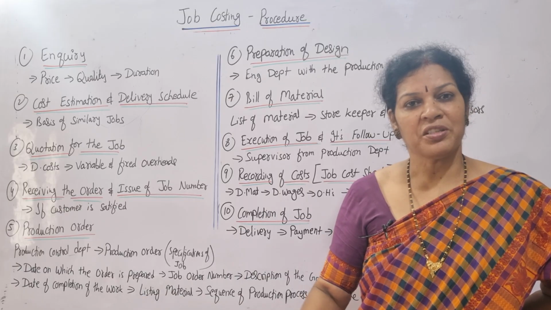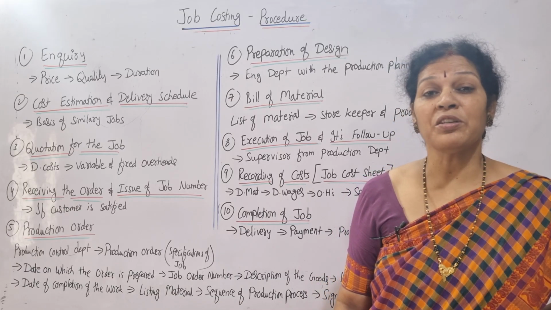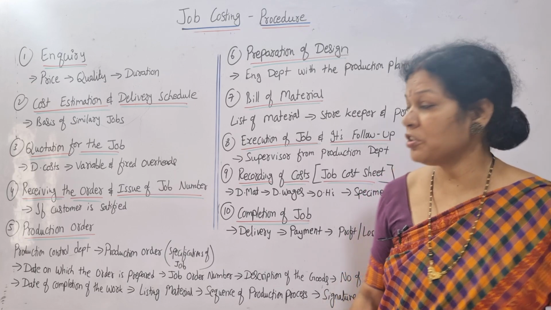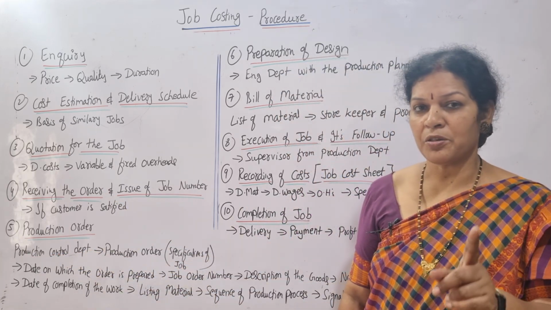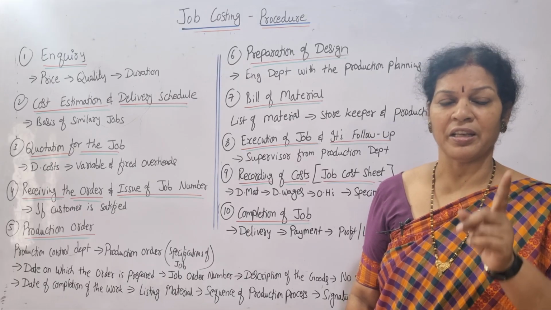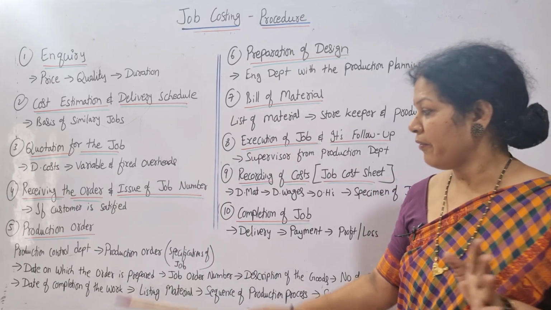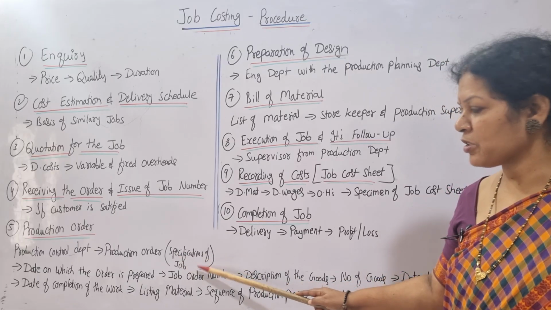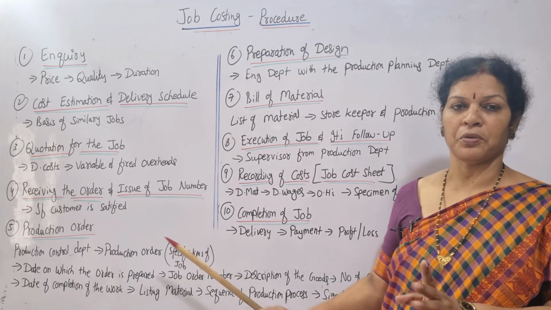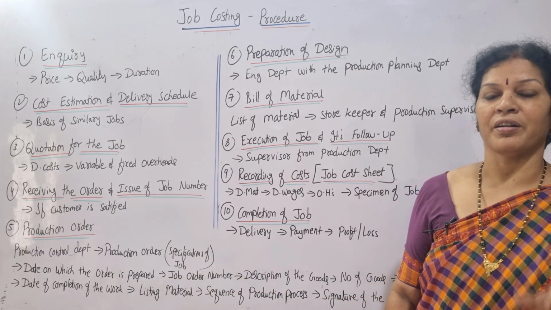We got the job, so we have to start the production. Who has to start the production? Who has to take the initiation? Mainly the production control department is going to take the initiation. They have to start the job. For this, they are going to release the production order. This is what we call the specification of the job. The specification of the job is mentioned in the production order.